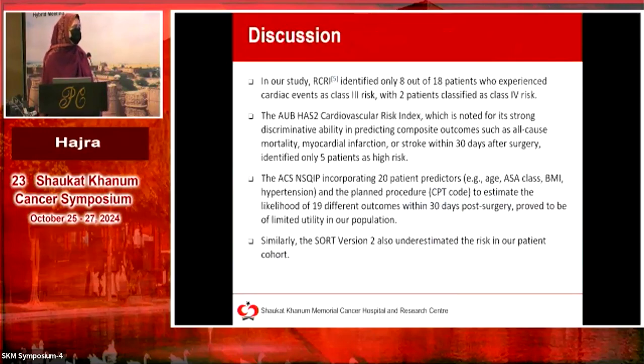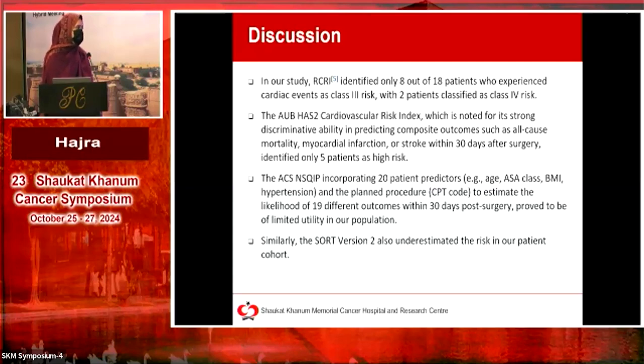So in our study, the Revised Cardiac Risk Index identified only 8 out of 18 patients who experienced cardiac events as class 3 risk, with 2 patients classified as class 4 risk. The AUB-HAS2 cardiovascular risk index, which is noted for its strong discriminative ability in predicting composite outcomes such as all-cause mortality, stroke, and myocardial infarction within 30 days after surgery, predicted only 5 patients as high risk.